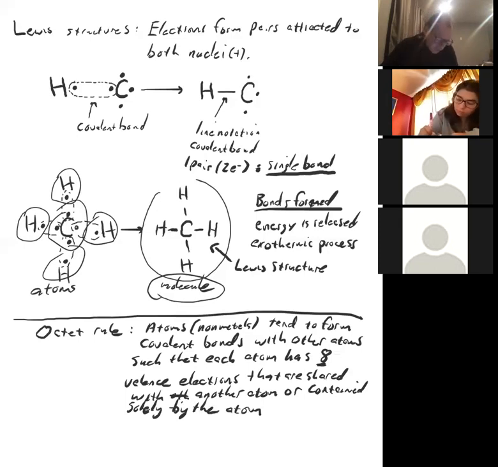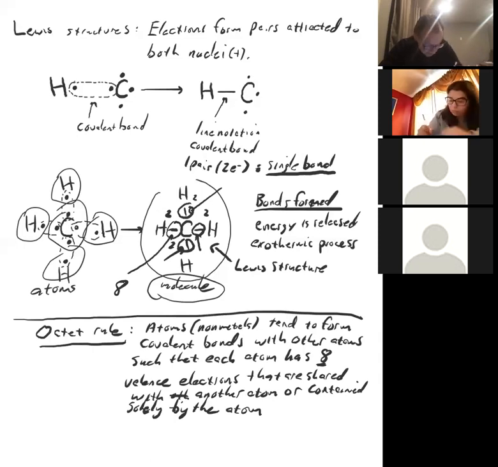So you see the octet rule in this molecule here, methane. This is CH4. If you count up all the valence electrons around the carbon, remember, each line is 2 electrons, so that's 2. There's another 2. There's another 2. There's another 2. You get 8. That's 8 electrons around that carbon atom, and that's the octet rule at work. Now notice hydrogen doesn't have 8. So hydrogen is an exception. Hydrogen does not obey the octet rule. Hydrogen has its own rule.